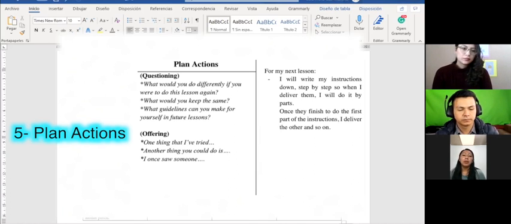Okay, well, based on what I just described, interpreted and generalized about my activity, I think that for my next lesson, I will write my instructions down step by step. So when I deliver them, I will do it by parts. As I write them down, I will give them by parts to my students. And something to take into consideration is that once they finish the first part of the activity, I just let them do the first part of the instructions, and then I'll go for the next, and so on. I continue giving my instructions. If it's a long set of instructions, I'll do it like that.